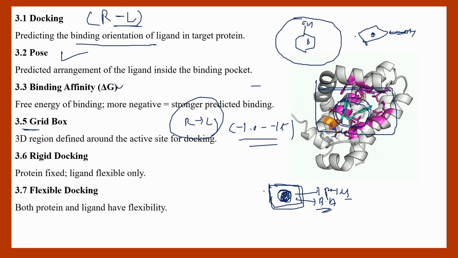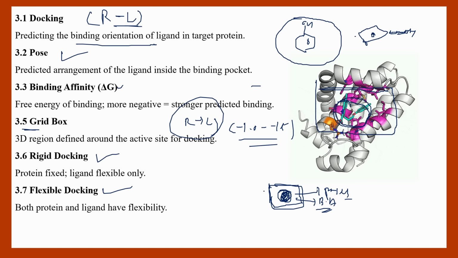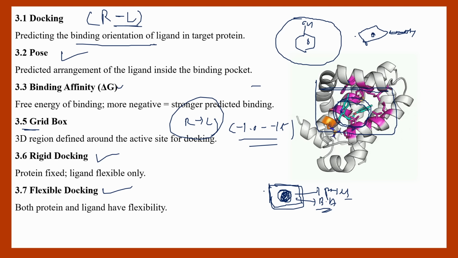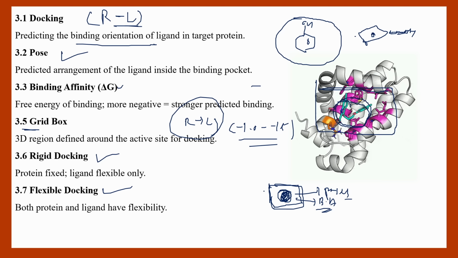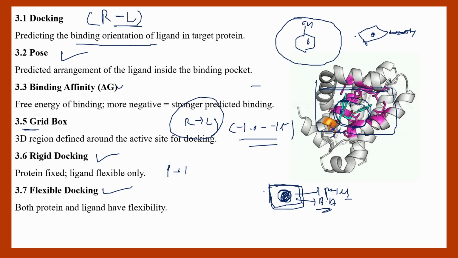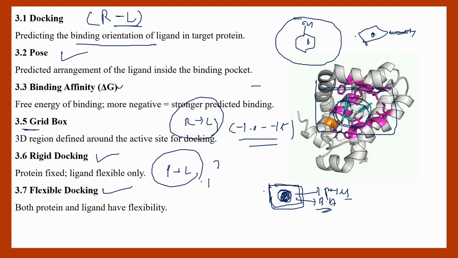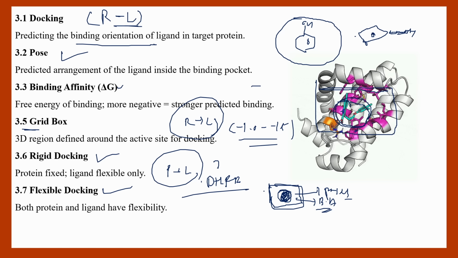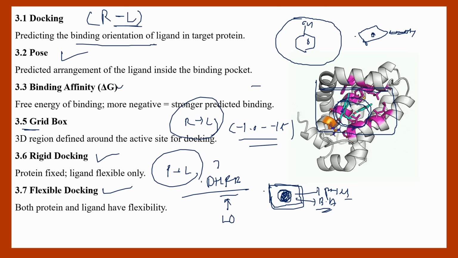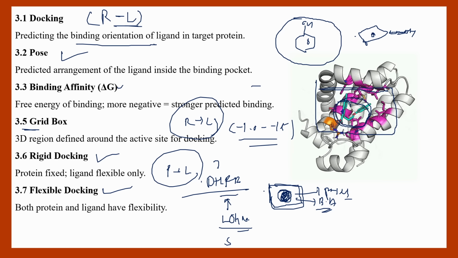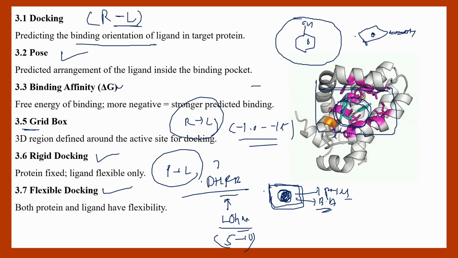Then we have two types of docking: rigid docking and flexible docking. Shortly, I am describing what rigid docking is. In rigid docking, the protein is fixed and the ligand molecule is flexible. Let's suppose we have our protein, dihydrofolate reductase, a bacterial protein, and we offer a library of 5 to 10 derivatives. We just perform docking. That is called rigid docking.